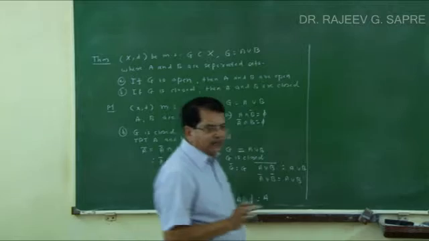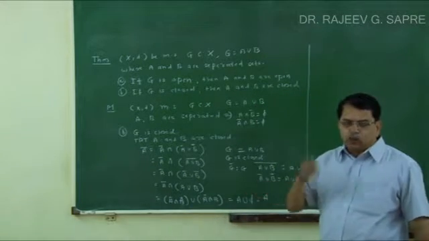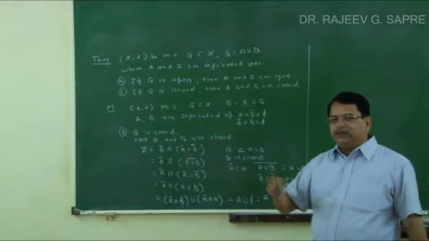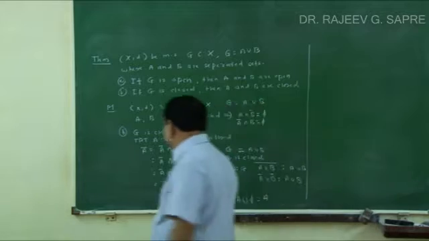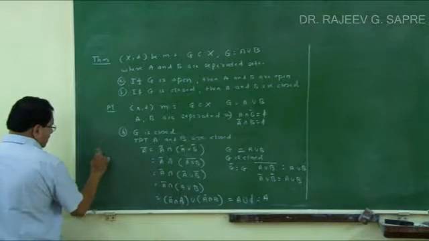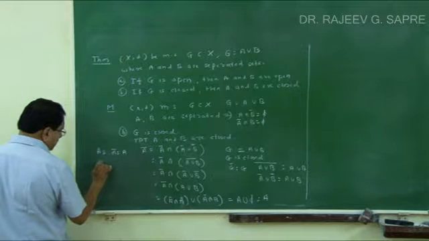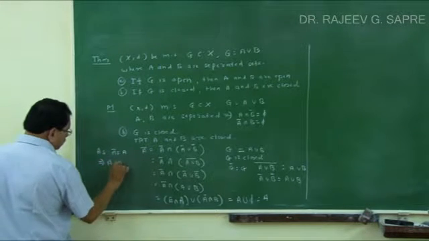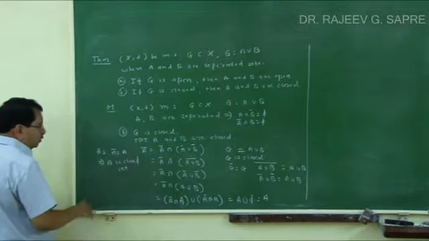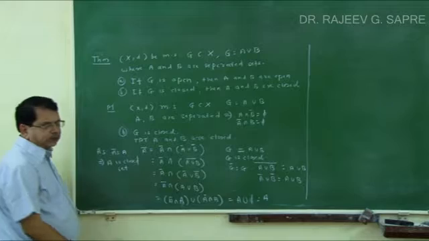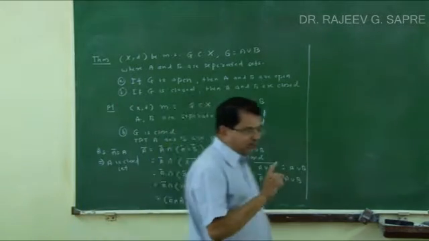Right? And as A bar is equal to A, it means what? Closure is equal to the set. We have proved one result: a set is closed if and only if it is equal to its closure. And that proves this A is a closed set. So as A bar is equal to A, it implies A is a closed set. Okay, similarly you can prove B is a closed set.